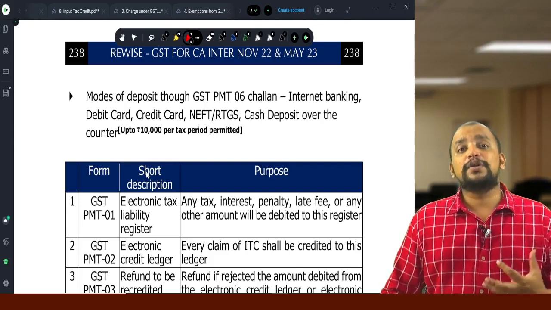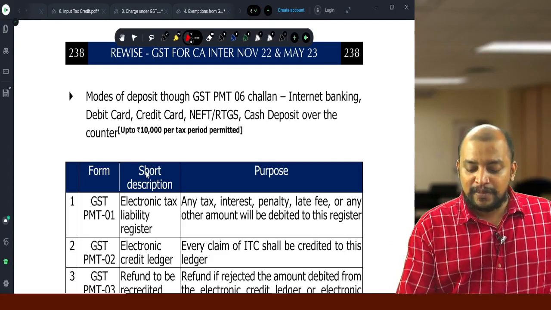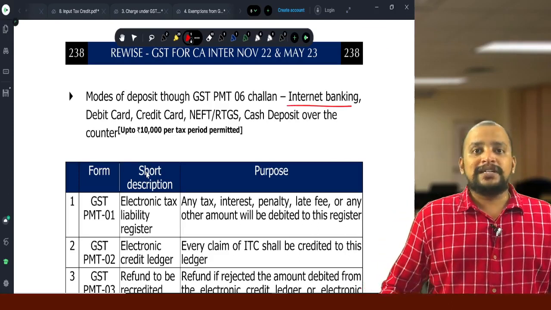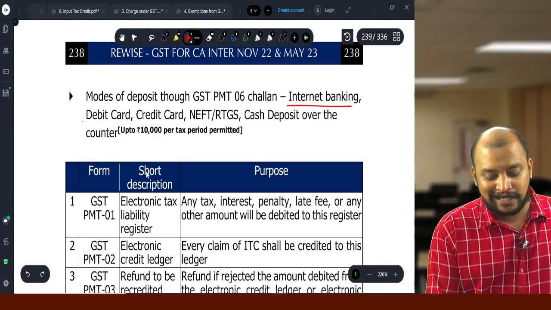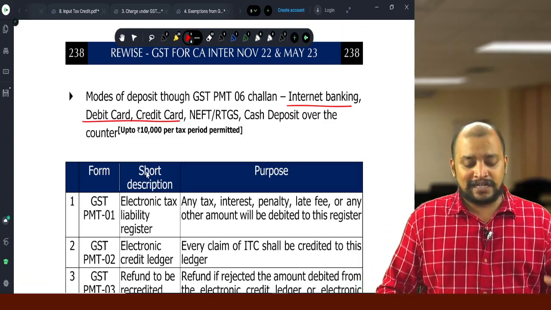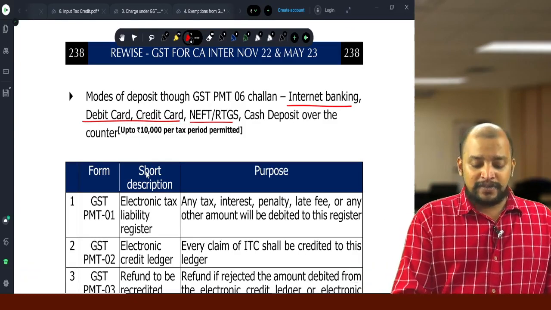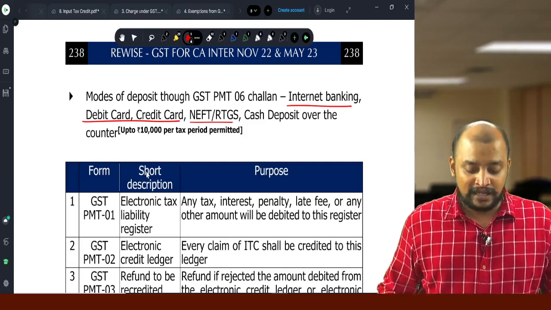But what are the modes of deposit of money into the cash ledger? Either we can make a deposit through internet banking, net banking, debit card, credit card. But practically, if you see, there is no debit card, credit card option in the portal, but in law it is given: debit card, credit card, NEFT, RTGS. Internet banking is online, but NEFT, RTGS is offline. We will go to the bank, fill the form and make the deposit.